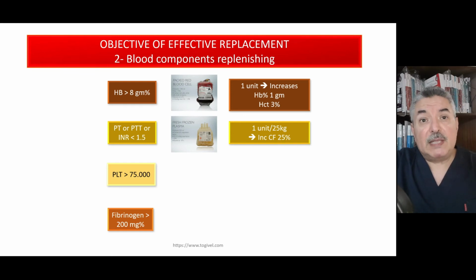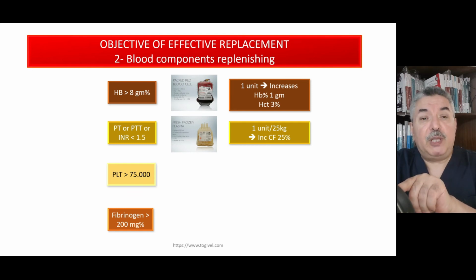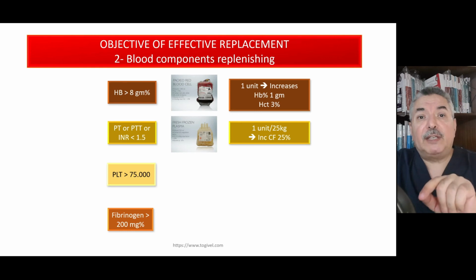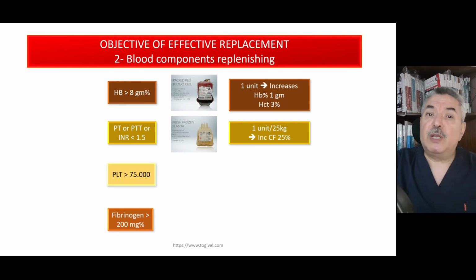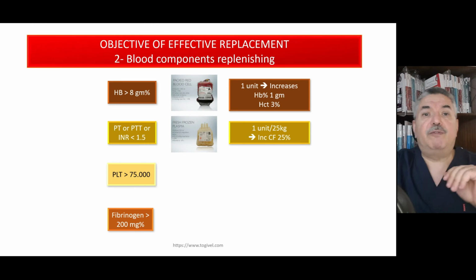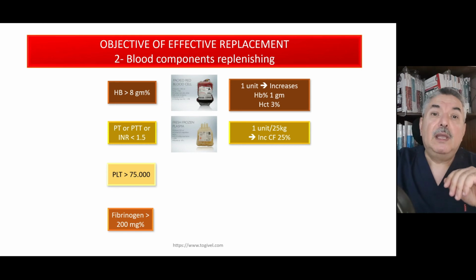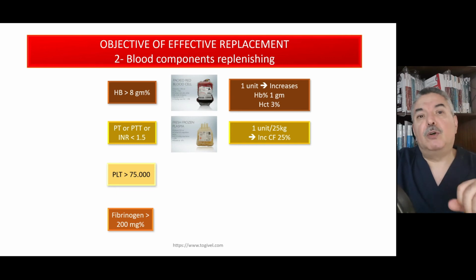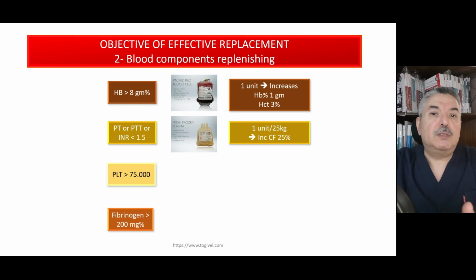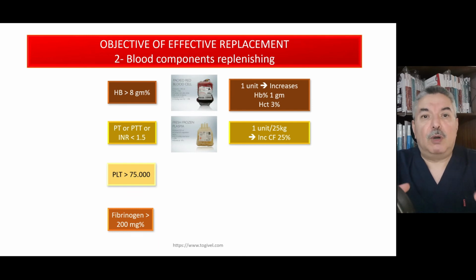So fresh frozen plasma, every 1 unit fresh frozen plasma per 25 kilogram of patient's weight will increase the clotting factors by 25%. So for example, if the patient is 100 kilograms, then you need 4 units of fresh frozen plasma in order to elevate the clotting factors by 25%. And here I want to remind you again, that's why we don't give whole blood, because if you give whole blood, you will reach volume load, which is, say, break-even volume load. You are balanced before you replenish the clotting factors.